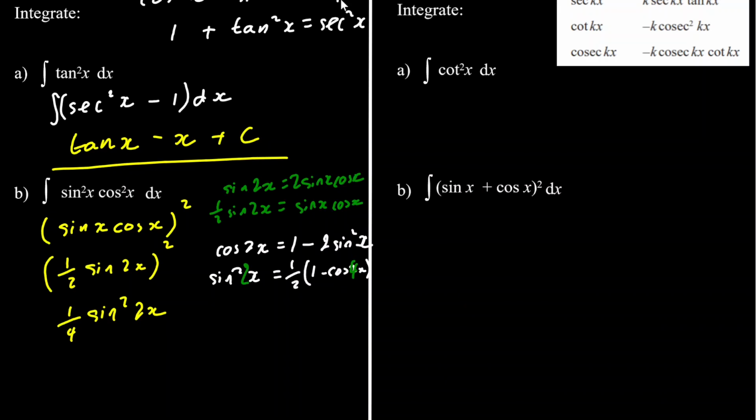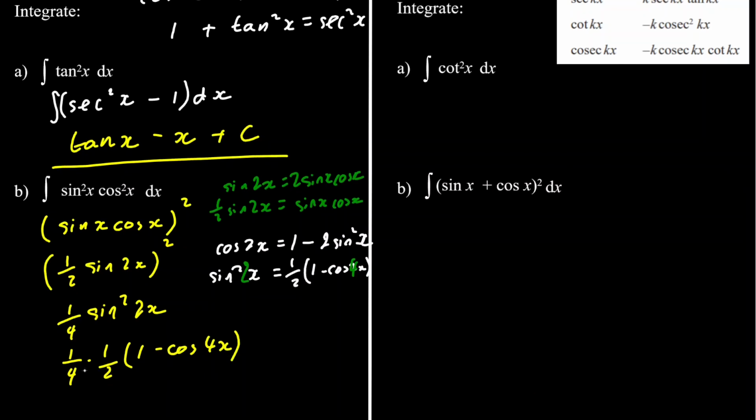So we have a quarter times a half of 1 minus cos 4x, which is the same as an eighth of 1 minus cos 4x. Now it's finally in the right form to integrate.